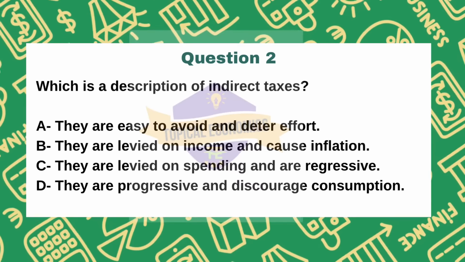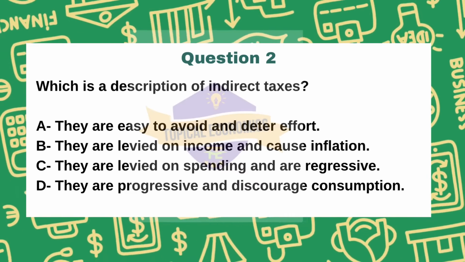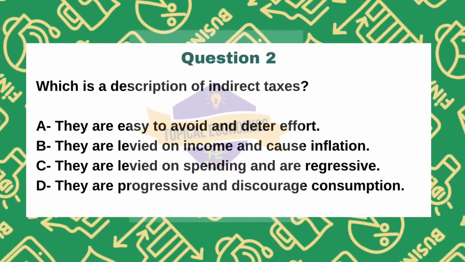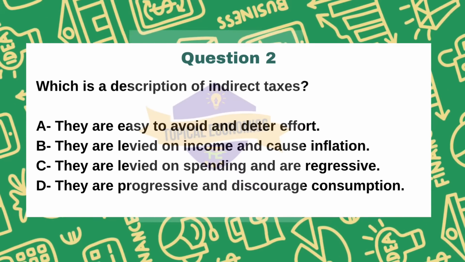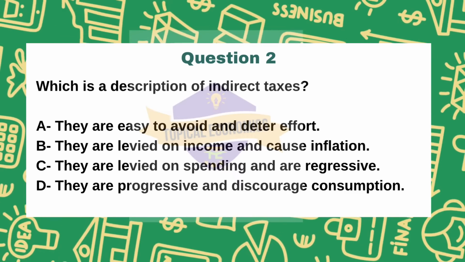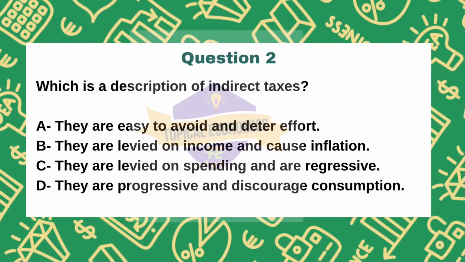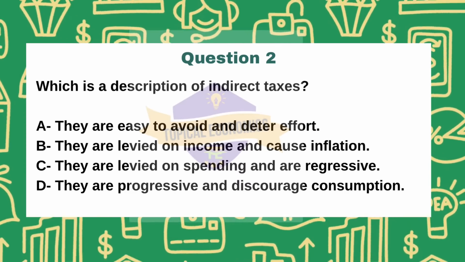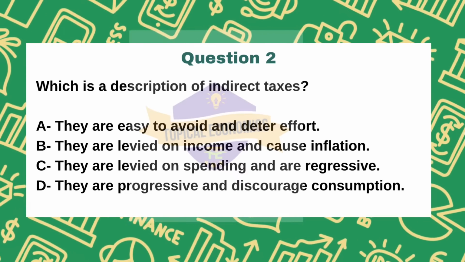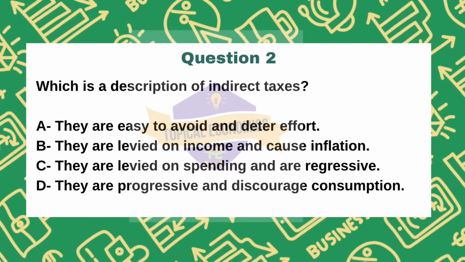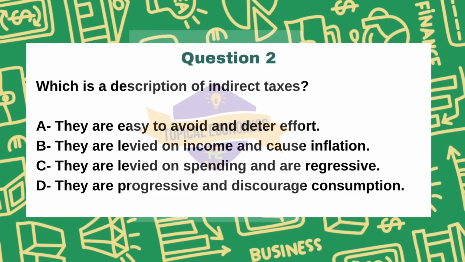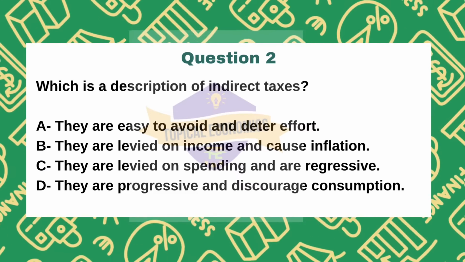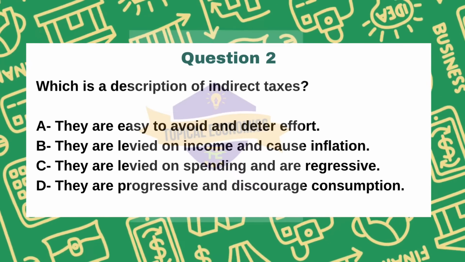Option A. They are easy to avoid and deter effort. Indirect taxes are not easy to avoid as they are applied directly at the point of sale or production. This description does not accurately characterize indirect taxes. Option B. They are levied on income and cause inflation. Indirect taxes are not levied on income, that would be a direct tax. While they can contribute to higher prices, linking them directly to causing inflation is an oversimplification. And Option D. They are progressive and discourage consumption. Indirect taxes are not generally progressive. Progressive taxes increase as the taxpayer's ability to pay increases, which is not the case with indirect taxes.